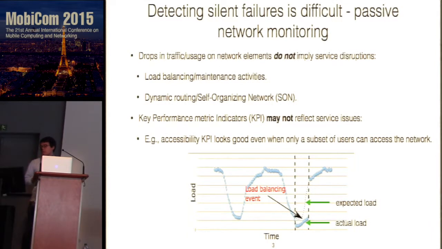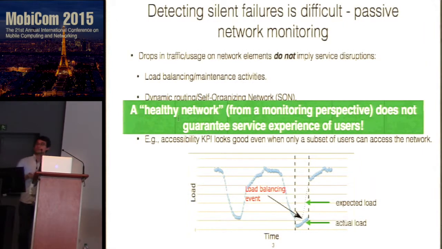Key performance indicators, or KPIs, can also be used for event detection. However, similarly, KPIs may not reflect service problems on the user side. For example, an accessibility KPI may still look good even when only a subset of users can access the network. So, somewhat counterintuitively, a healthy network from the monitoring perspective does not imply good service experience on the user side.